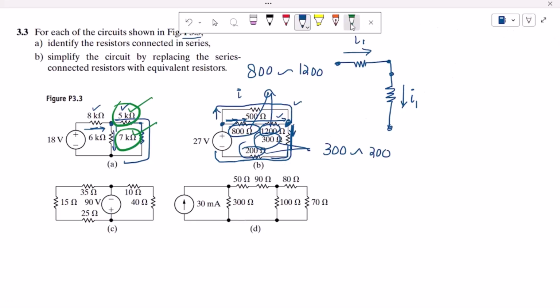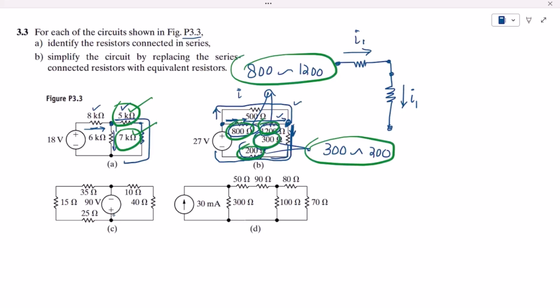Okay, so here again we can see that these two are in series with each other, and here 300 and 200, these two are in series with each other because they satisfy the condition that to be in series with each other the same current should flow through the resistors. Okay, so this is basically part B of my question.